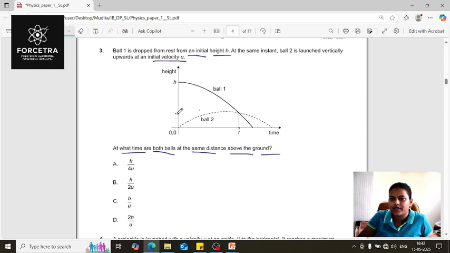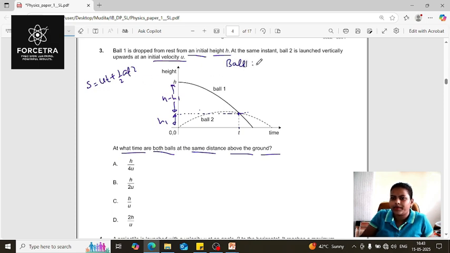So let's say it is meeting at h1 height. This is h1 height and this is h minus h1 height. So this height is h minus h1 and this height is h1, where the balls are at this position. To solve this, we can use the equation S is equal to ut plus half at square. And first we are going to apply it for ball 1.